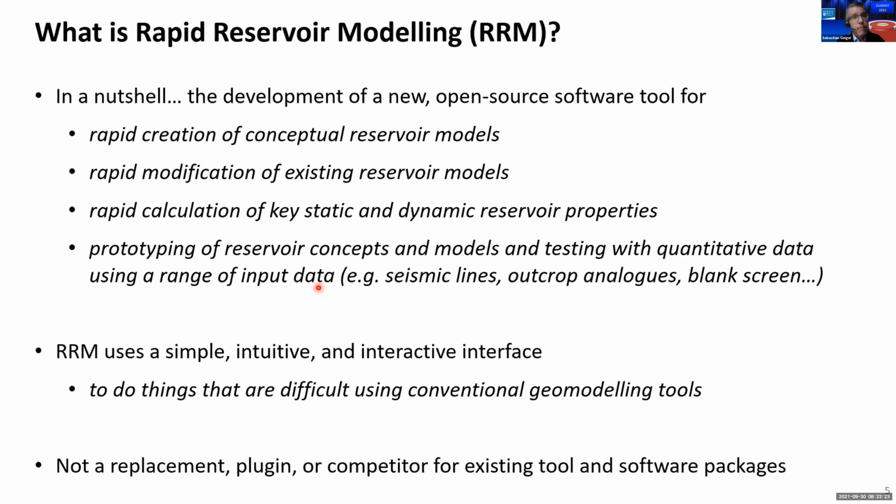So the idea of RRM, Rapid Reservoir Modeling, in a nutshell, is that we have developed a new open-source software tool where we try to very rapidly create conceptual reservoir models. You can also rapidly modify existing reservoir models as you get, for example, new data on board. You also rapidly, almost in real time, calculate some of the key static and dynamic reservoir properties. The overarching aim is that we prototype reservoir concepts and models, and we test them with quantitative data using a very broad range of input data. This could be seismic cross-sections, it could be outcrop analogs, it could even be a blank screen as we're testing different geological concepts.